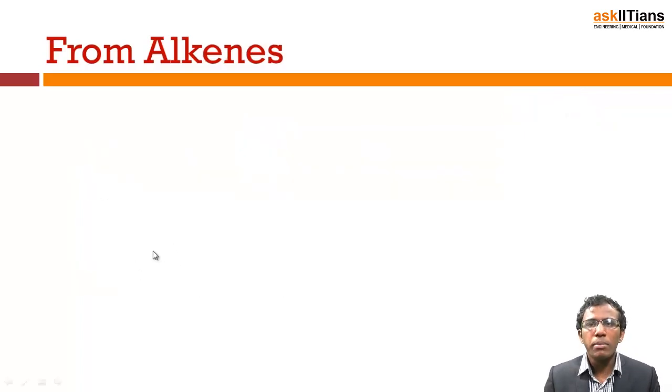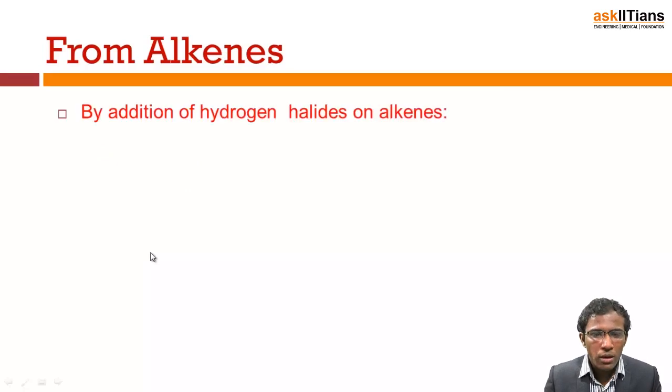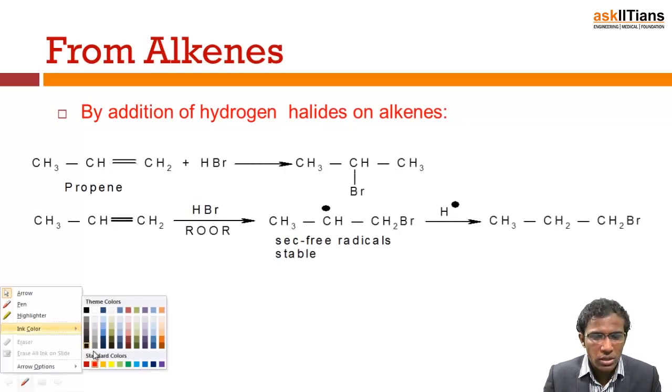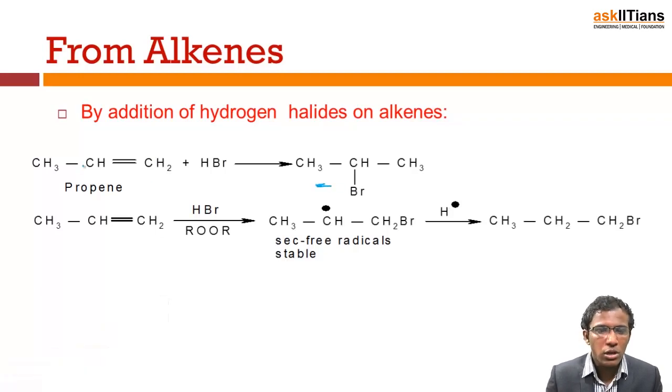Let's see how we can prepare alkyl halides from alkenes. One of the ways is by addition of hydrogen halides on alkenes. You can see the reactions yielding the alkyl halide as the product. The starting material is an alkene, propene. Propene on reaction with hydrogen halide, that is HBr, will produce 2-bromopropane, which will be the major product. 1-bromopropane will be a very minor amount, because the secondary free radical is more stable.